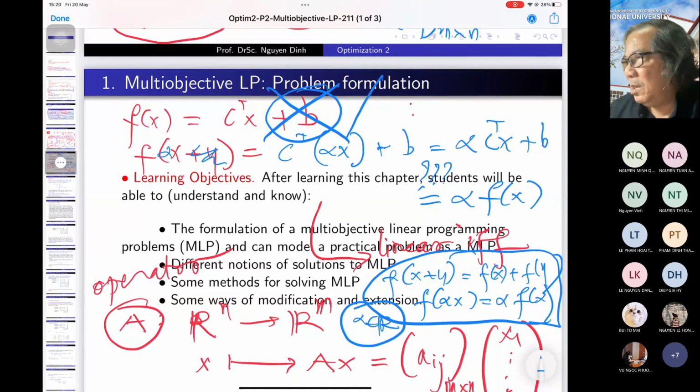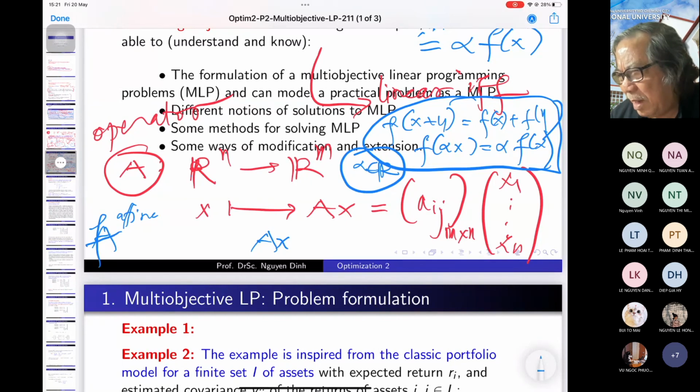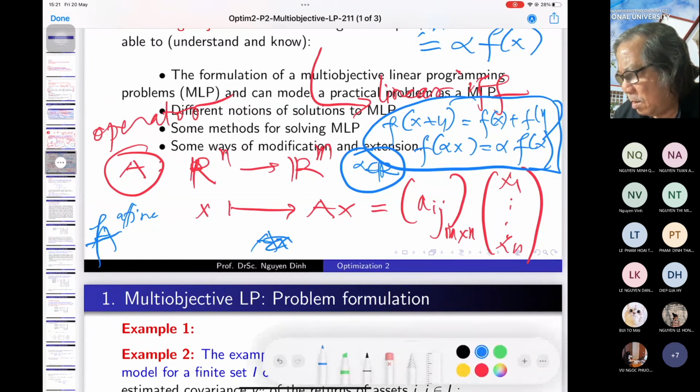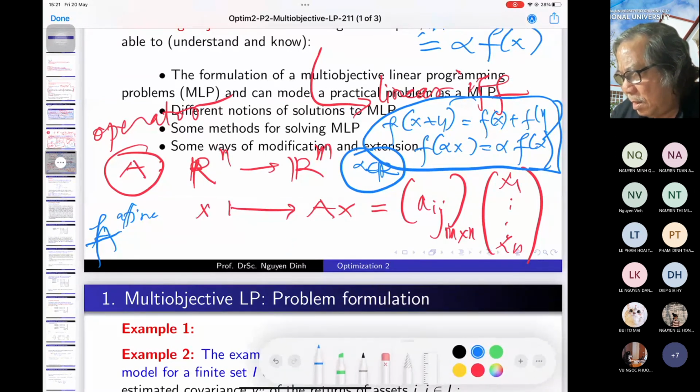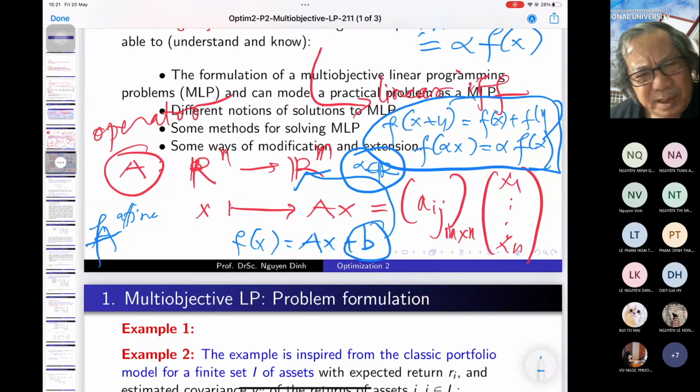An affine function. And for the linear map from Rn to Rm, it is like this. But if A is affine, then it has the form like this: Ax affine. If the function f is affine, then f of x equals Ax plus b, and b now is a vector in Rm. Is that okay? That is an affine function.